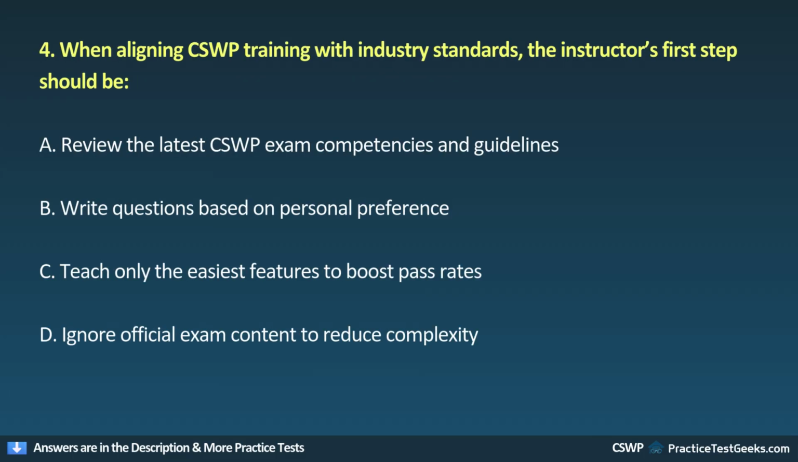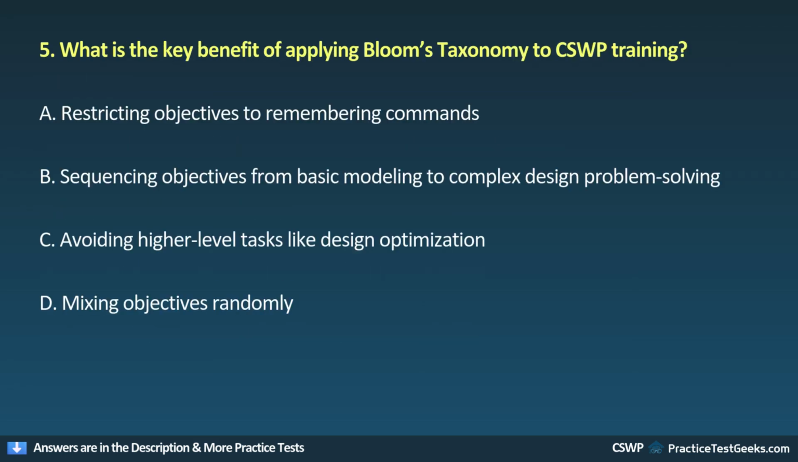4. When aligning CSWP training with industry standards, the instructor's first step should be: A. Review the latest CSWP exam competencies and guidelines. B. Write questions based on personal preference. C. Teach only the easiest features to boost pass rates. D. Ignore official exam content to reduce complexity.